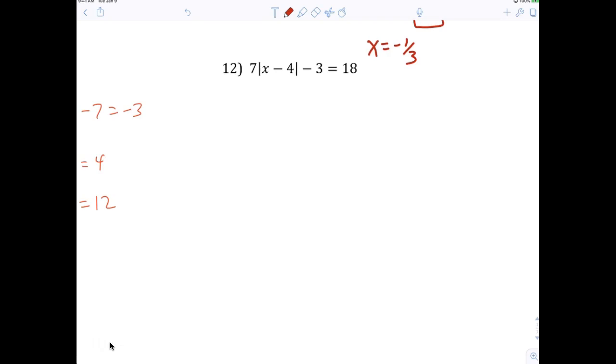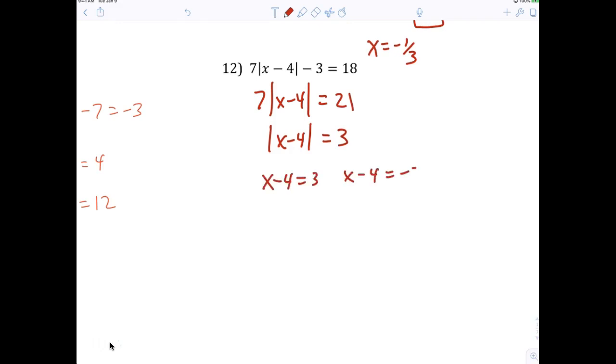What do I do? So first you would add 3. Good. And what do I get? 21. All right. Now what? Would you divide by 7? And now what do I get? It would be x minus 4 equals 3. Okay, now what do I write? So x minus 4 equals 3, and then x minus 4 equals negative 3. Good. Now what?